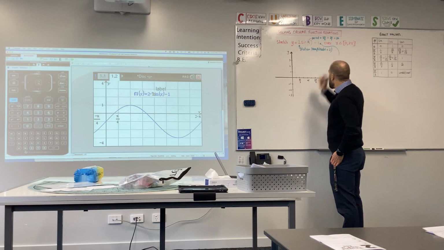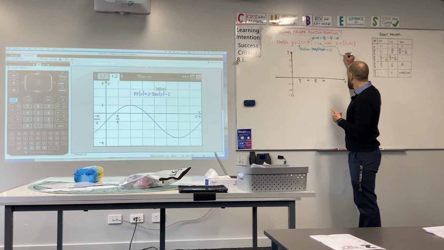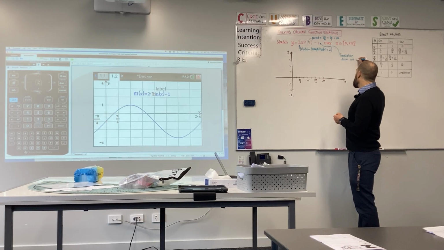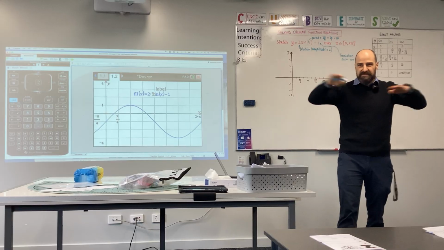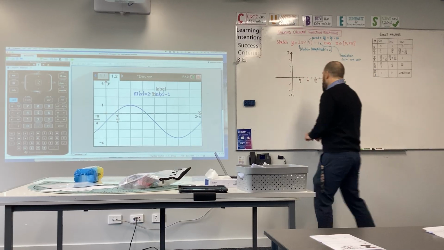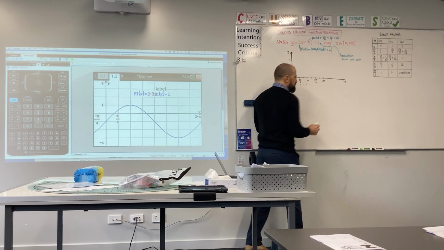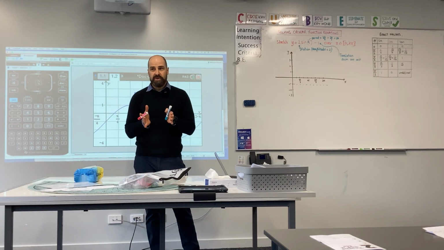This 1 on the end is a translation. My graph is going to go down 1 unit. So that tells me that the middle of my graph is going to be down 1 unit. When I draw these graphs, I then do a little dotted line to show that's the middle of my graph.